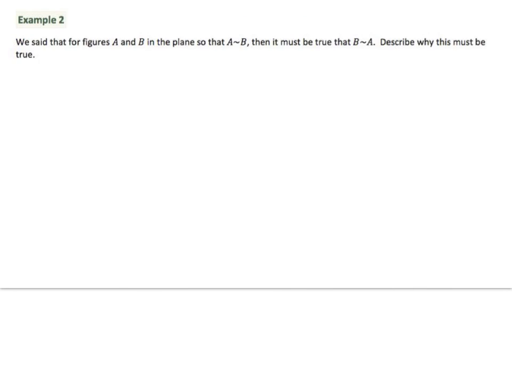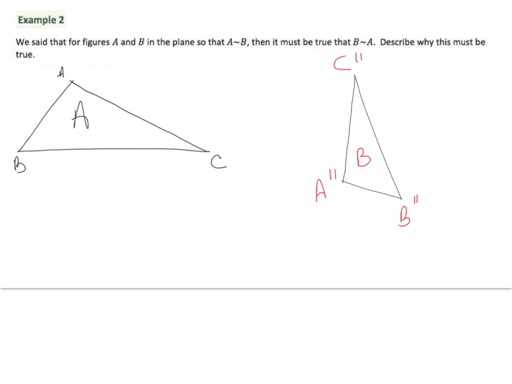All right, example 2. We said that for figures A and B in the plane, so that A is similar to B, then it must be true that B is similar to A. Describe why this must be true. I have some triangles here. I copied and pasted triangle A from the previous slide, and then we have triangle B here. So if we say that A is similar to B, can we say that B is similar to A? Think about it, and we're moving on.